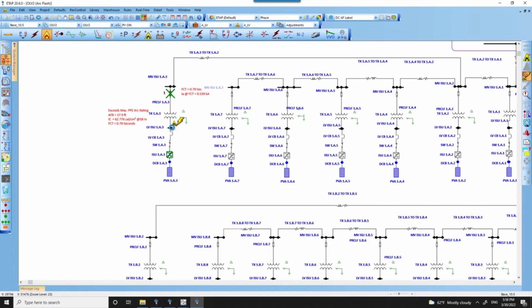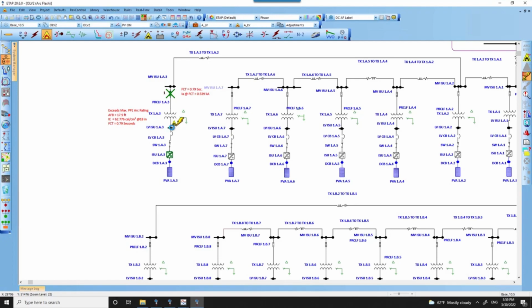However, this was still over 40 calories per centimeter square, because the fuse clearing time was 0.79 seconds based on the current seen by the protective device, the fuse in this case, which was around 500 amps arc current. As per the fuse device ratings and the corresponding transformer FLA, the facility would not have a replacement for the fuse.